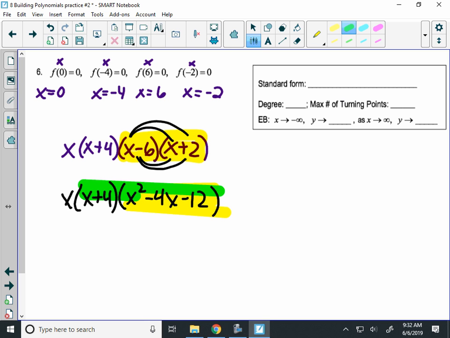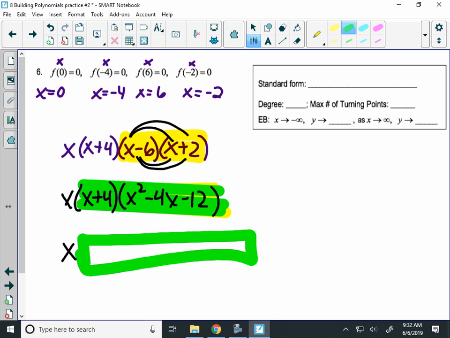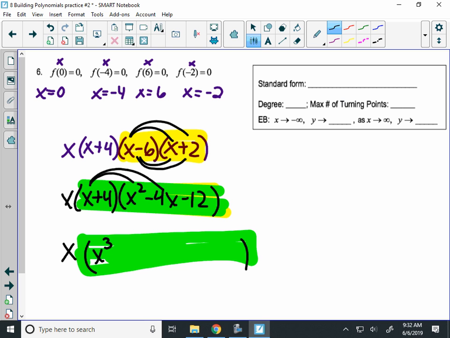Now I'm going to multiply the next 2 together. The x is still going to stay put. So I'm going to have a lot of multiplying here. When I multiply this, start with the x. X times x squared is x cubed. Minus 4x squared. Minus 12x. Then I move on to the 4. Plus 4x squared. Minus 16x. And minus 48.